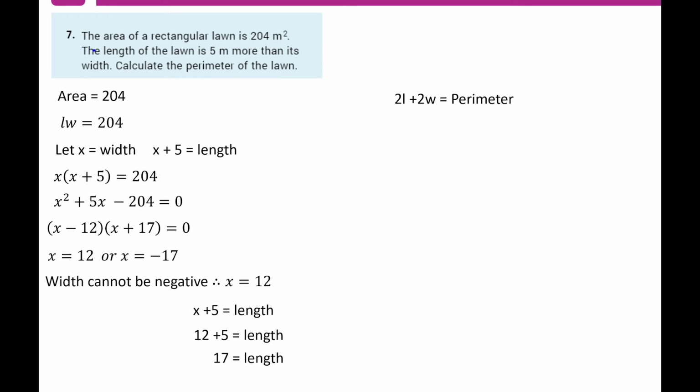I now have my length and my width, so I can go ahead and find my perimeter. 2 times my length plus 2 times my width equals my perimeter. Therefore, 2 times 17 plus 2 times 12 equals my perimeter. 58 meters is equal to my perimeter. Please pause and take down this example.